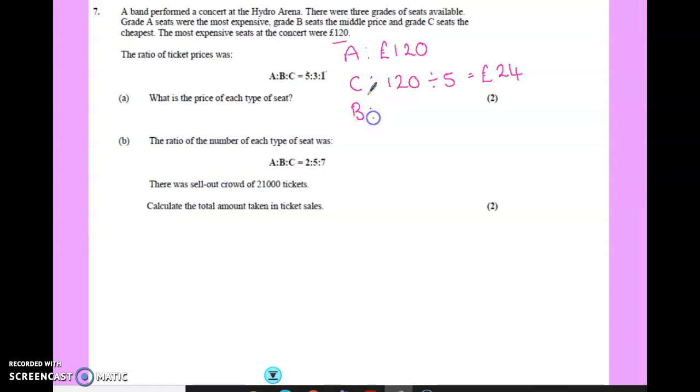Seat B then is 3 times whatever C is, so 24 lots of 3 is £72. Part B is a wee bit different.